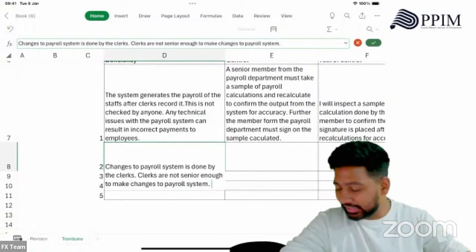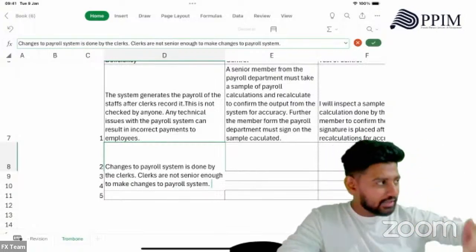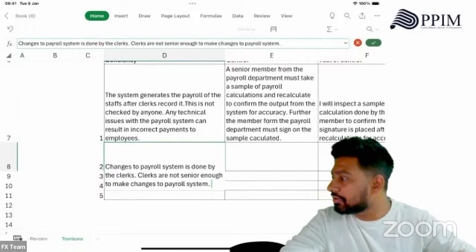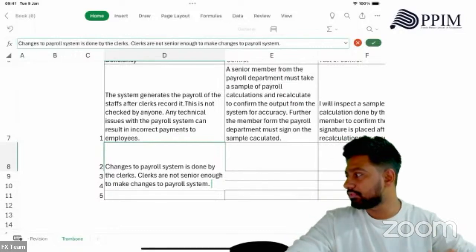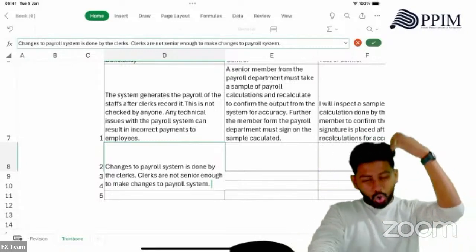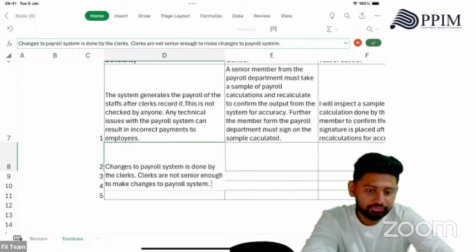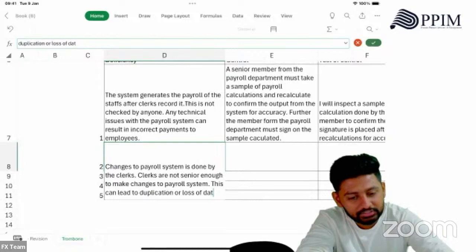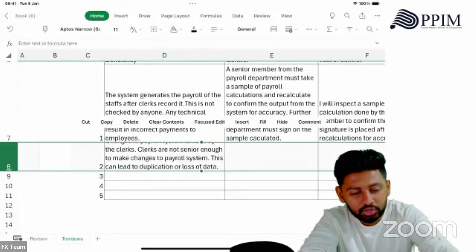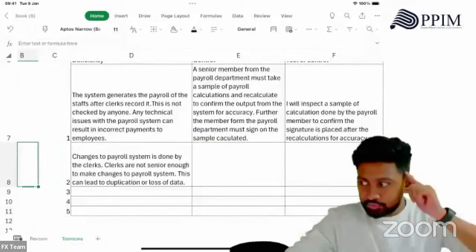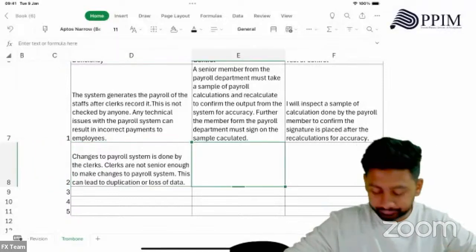What can happen as a result? What can happen when they are making changes? It can lead to duplication or omission. There can be duplication or loss of data. Guys, this may not have a big impact on our payments, right? But it can have an impact on the data problem. So you have to be able to connect it there. Are we clear?